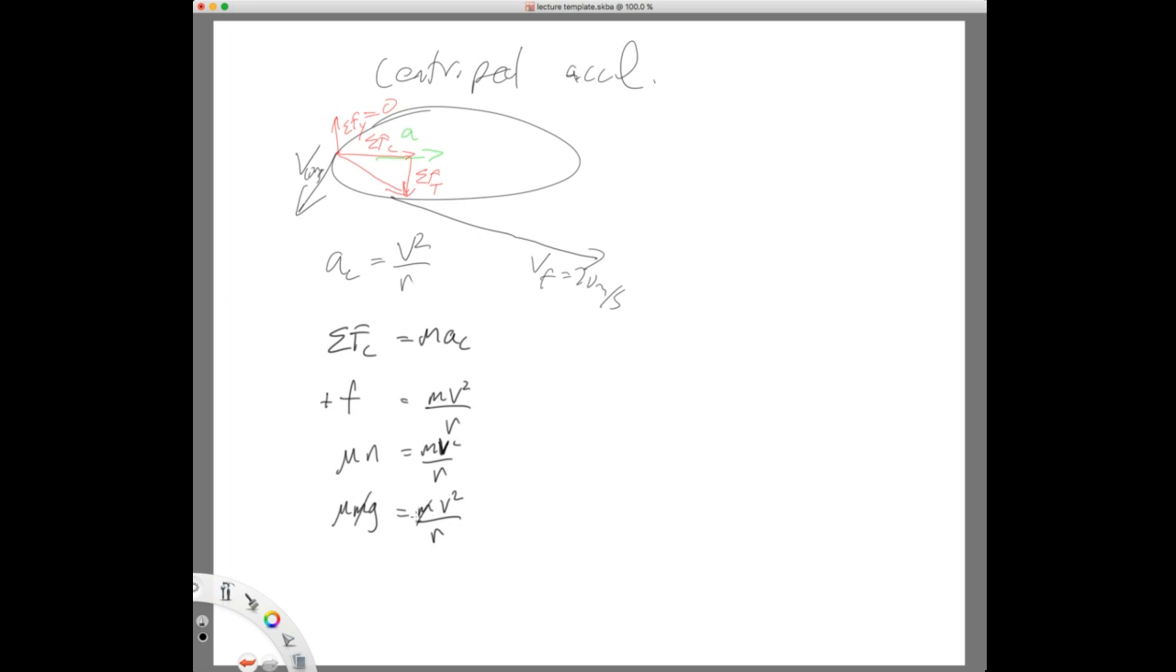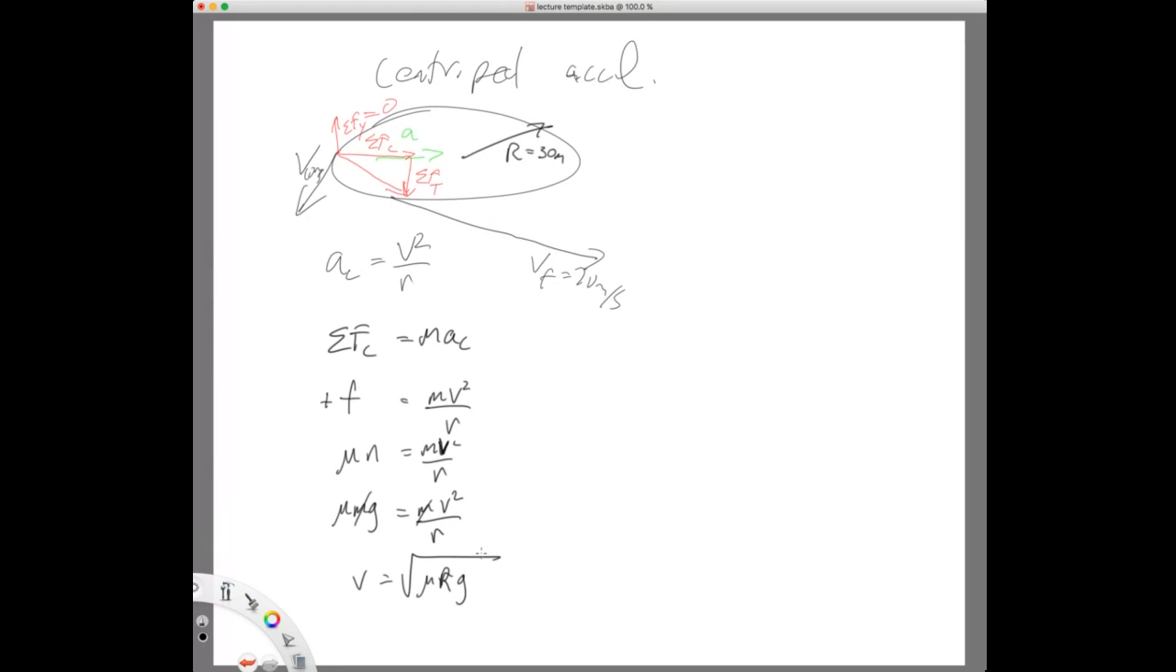And our m's canceled, and after a few algebra steps we wound up with v being the square root of mu times r times g. And if we have a real problem, we might label that r as capital R or something, and then this might become that capital R, okay? But that's what we did last time.